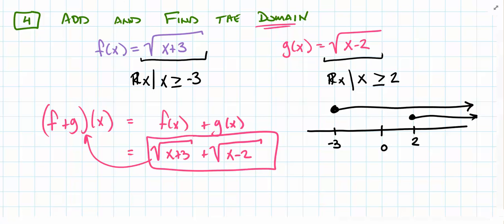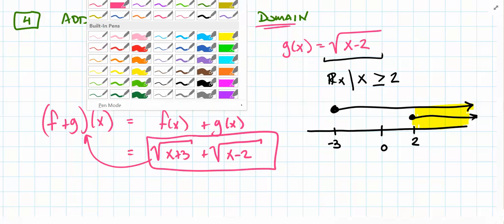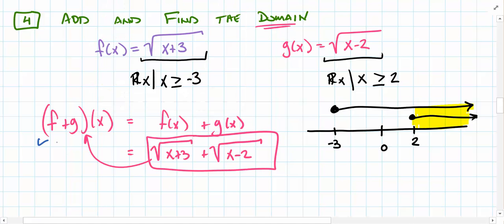They overlap when that's from 2 and on. See that? So therefore, it must be the case that the domain for my new function must be all real numbers x such that x is greater than or equal to 2. Does that make sense?